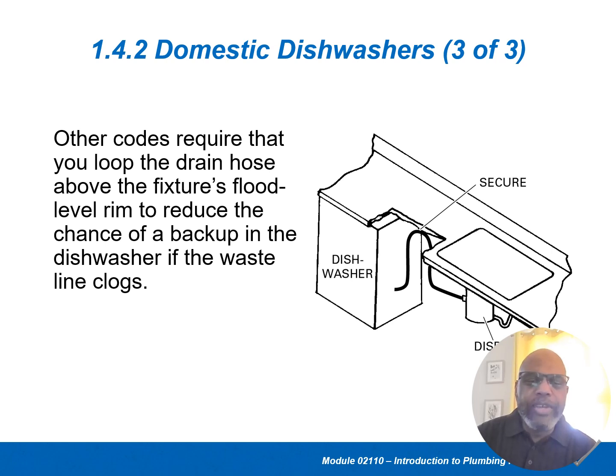And this is the second way to do it. Instead of using the vacuum breaker, they can put a loop in the drain line. In other words, you go high and drop back down to go into the drain. So again, this is an inverted trap.